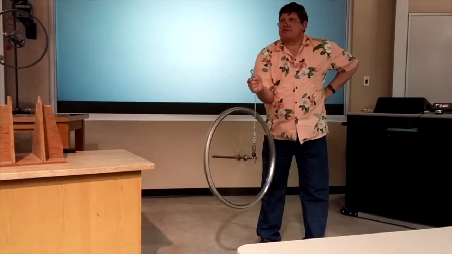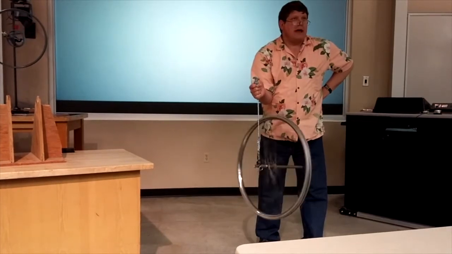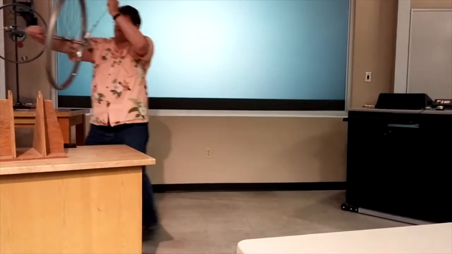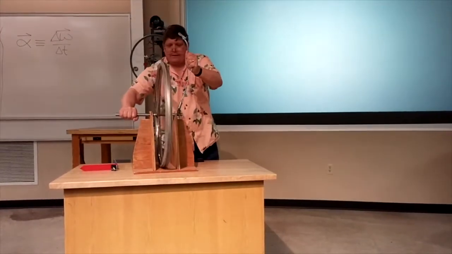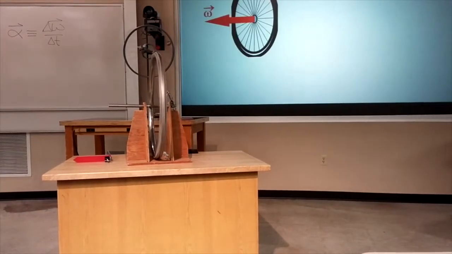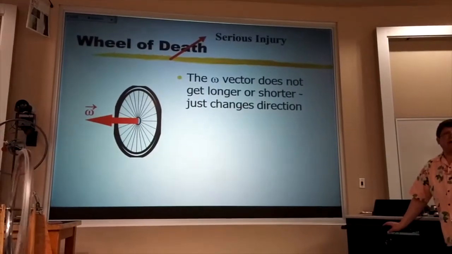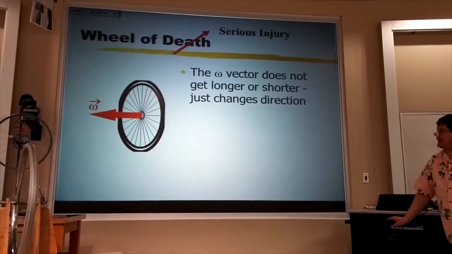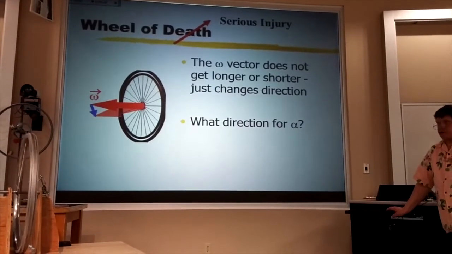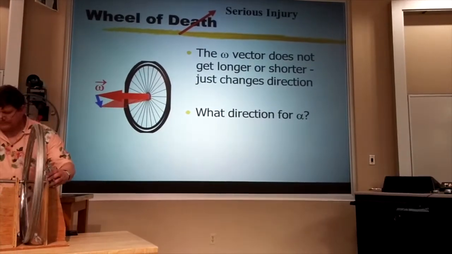Is the omega vector changing? Yes. Yeah, it's changing direction. And because the omega vector is not getting longer and not getting shorter, the alpha cannot be along the direction of omega or opposite the direction of omega. The only direction left is perpendicular to omega. So I have a little representation here.